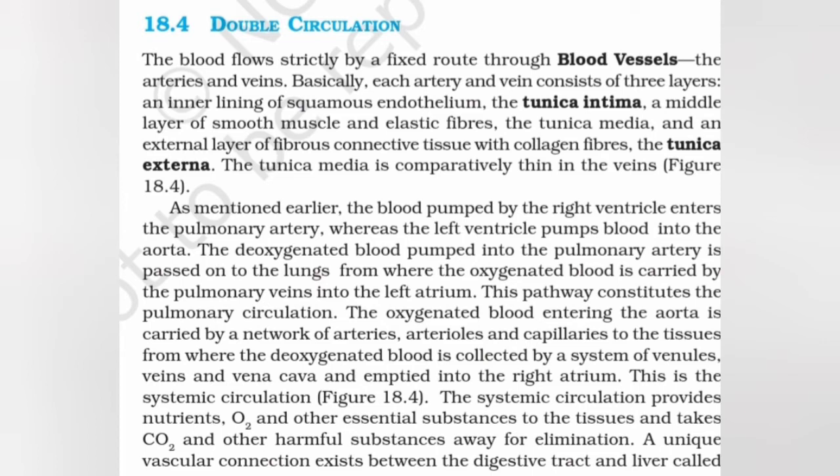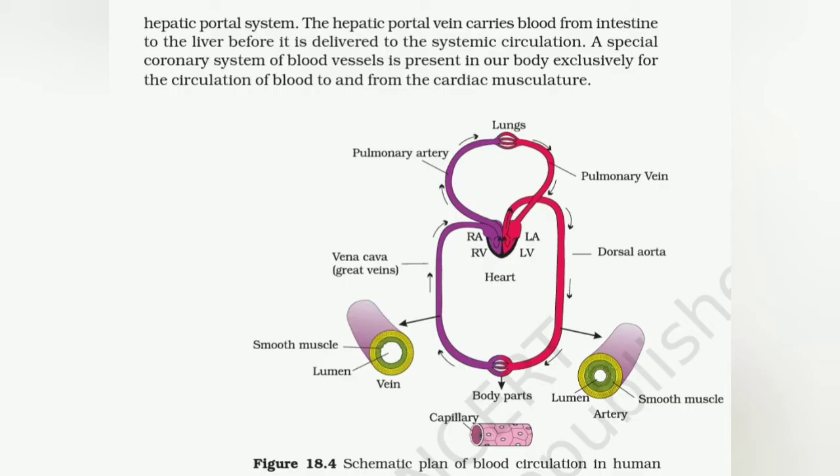The systemic circulation provides nutrients, oxygen, and other essential substances to the tissues and takes CO2 and other harmful substances away for elimination. A unique vascular connection exists between the digestive tract and liver called hepatic portal system. The hepatic portal vein carries blood from intestine to the liver before it is delivered to the systemic circulation. A special coronary system of blood vessels is present in our body exclusively for the circulation of blood to and from the cardiac musculature.